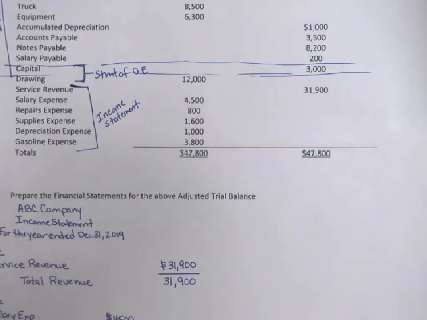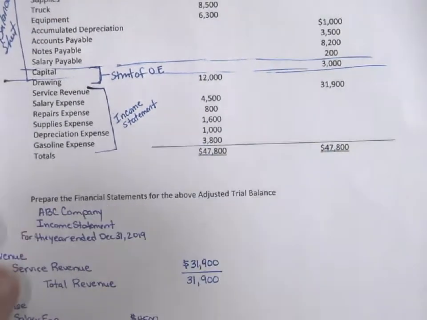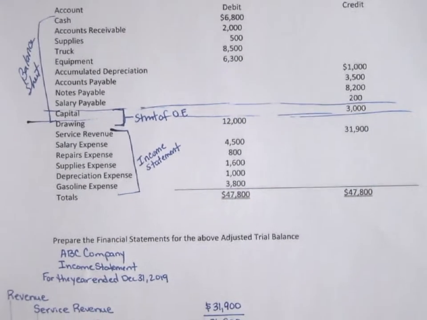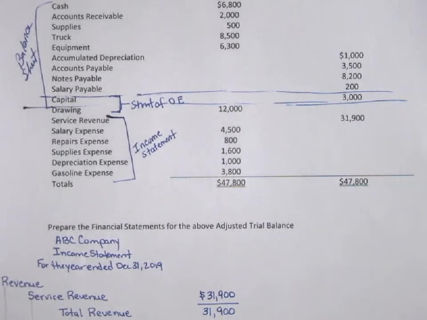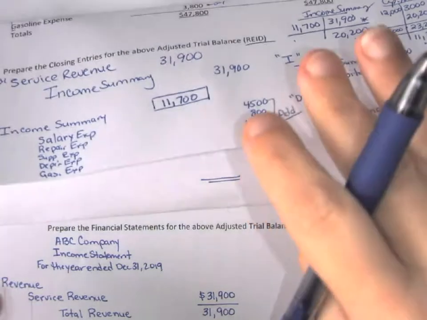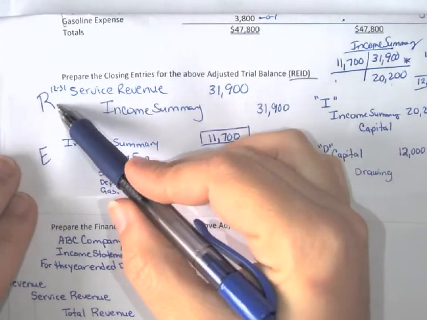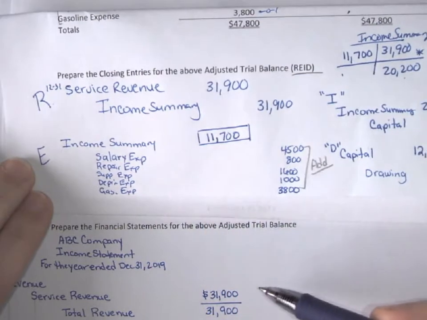The other thing I want to show you is how our closing entries and our income statement go together. If I go back and look at what we had done in the closing entry section, you'll see that this goes together. So our R is our service revenue, $3,100.